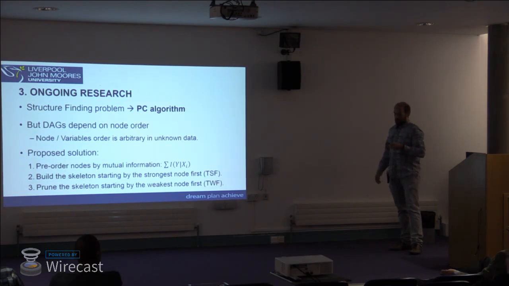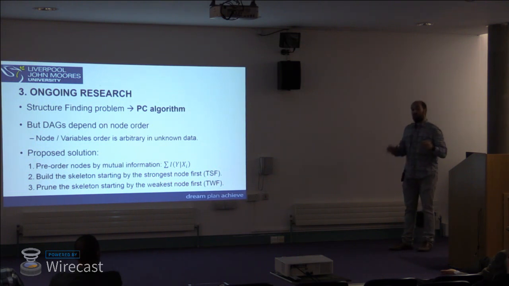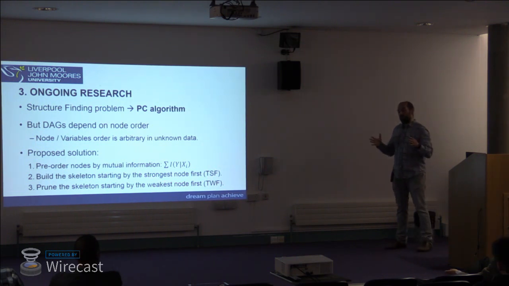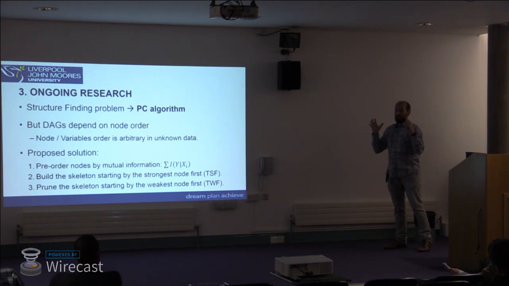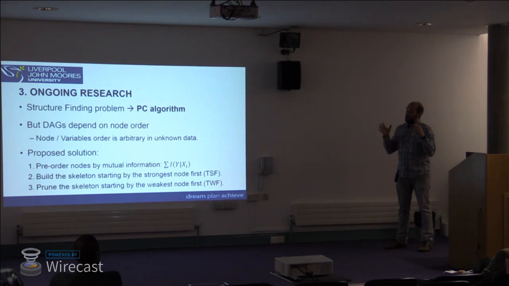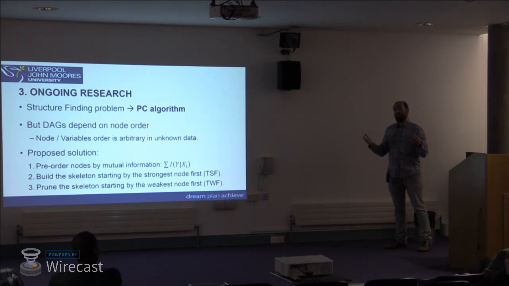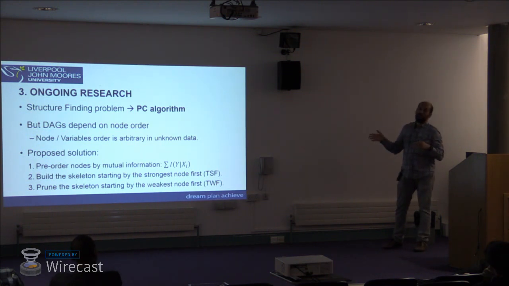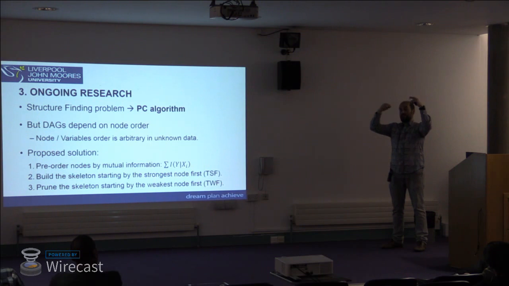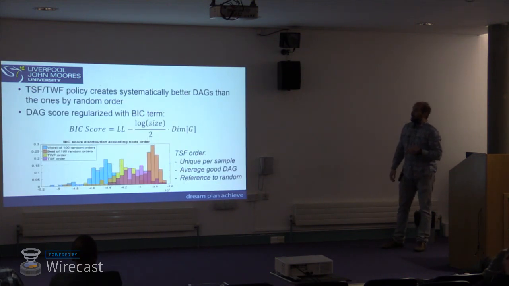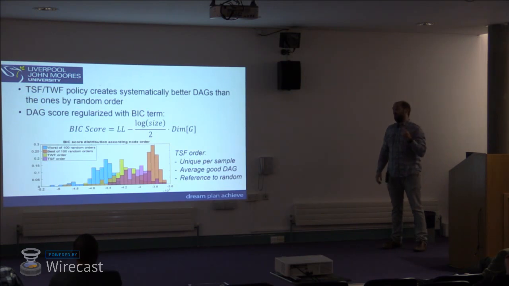For example, we are using the strongest first node to build the skeleton. It's like a tree. If you want to build the graph, start building the nodes that have the highest mutual information. It's the big branch. And then in the second step, when we want to prune the graph, we start by the weakest node first. I mean, start to cut some edge by the weakest. If we do that, we can obtain a unique DAG per sample.